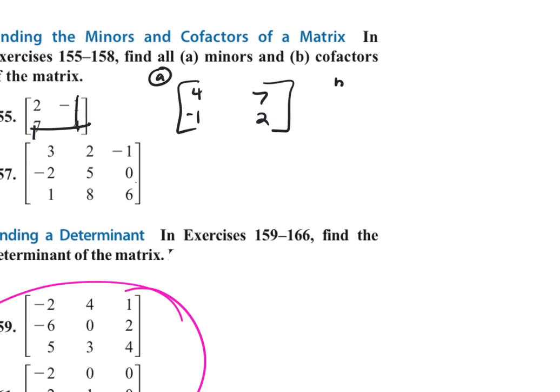The cofactors on a 2 by 2, I change the signs, never the first cell. So it's this one and this one. So 4 stays, 7 becomes -7, -1 becomes +1, and 2 stays.